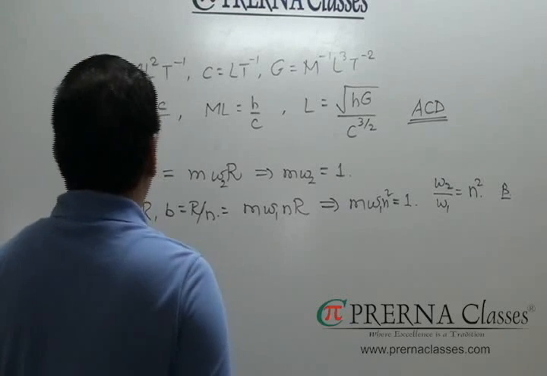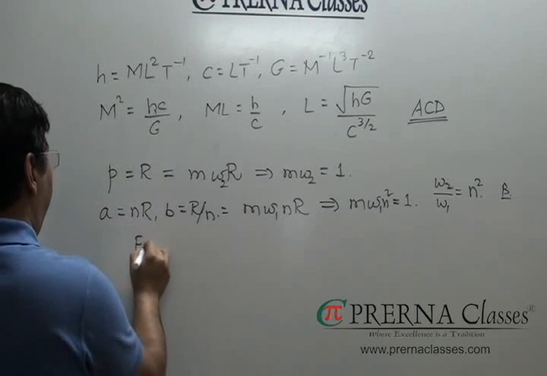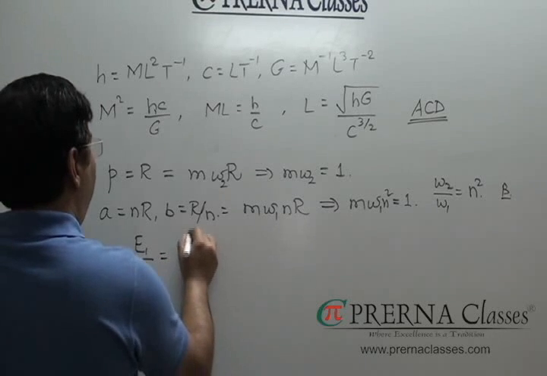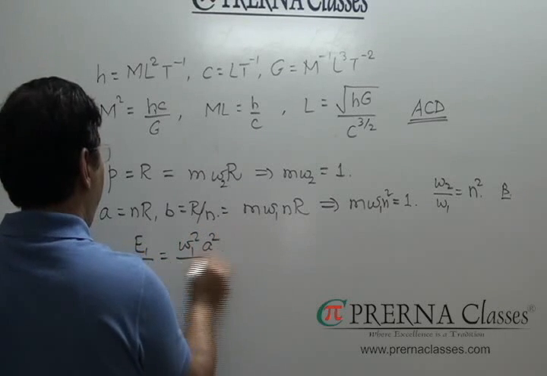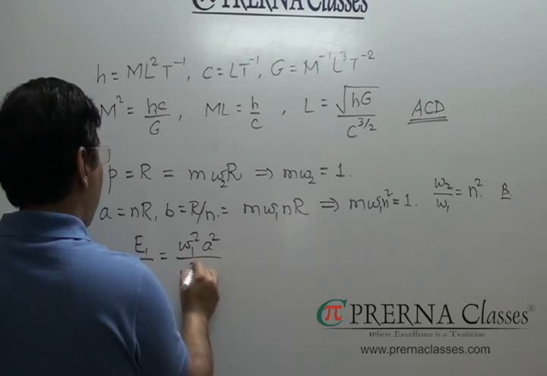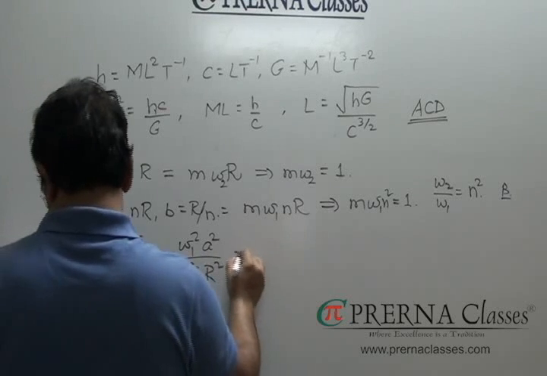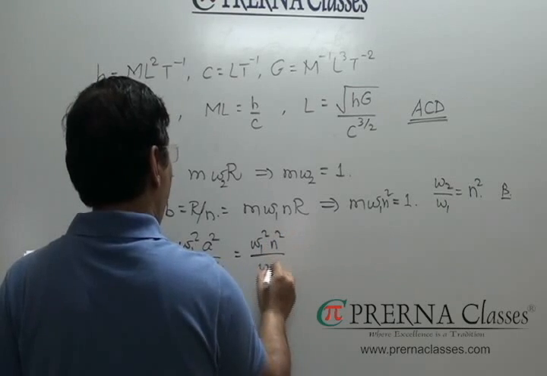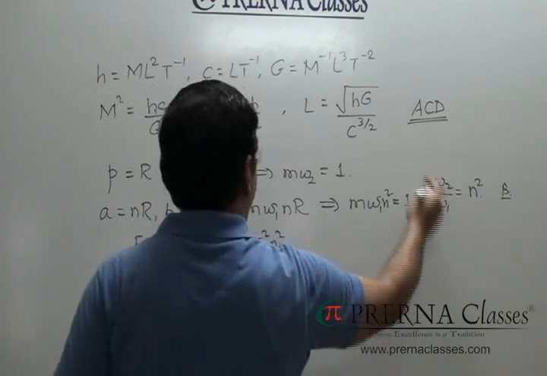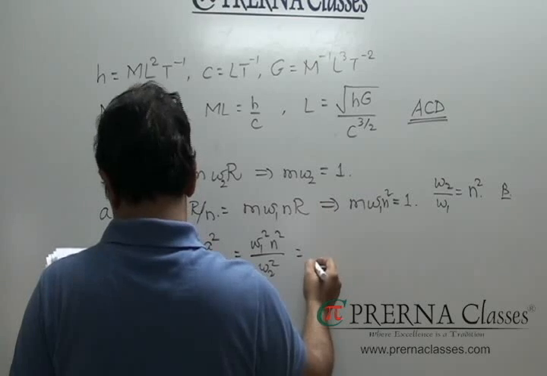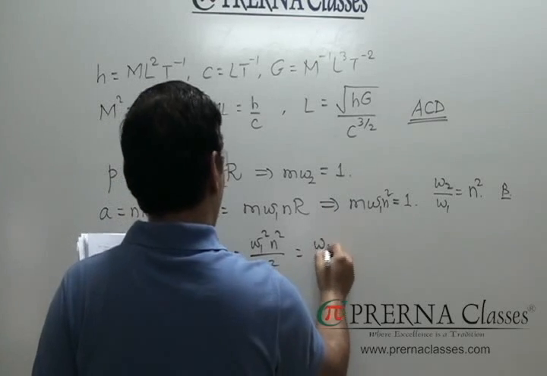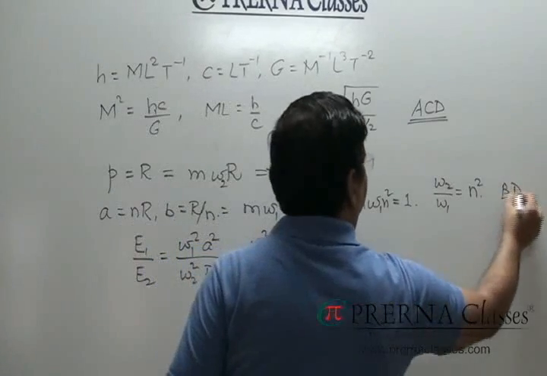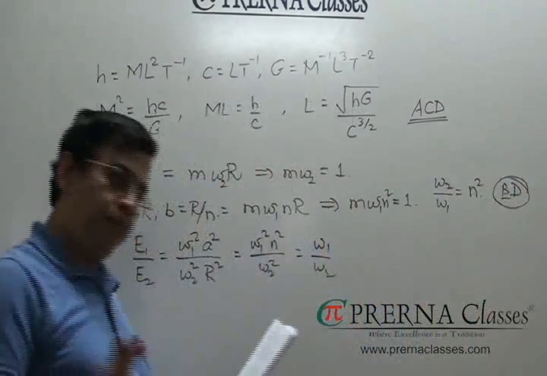Additionally, if you are looking at energy, the ratio of these two energies, I can say is going to be omega 1 square into A square is to omega 2 square into R square, which is then omega 1 square n square by omega 2 square. And if I use n square as omega 2 by omega 1, this is then turning out to be omega 1 by omega 2. That was option D. So the correct answer here then is BD.